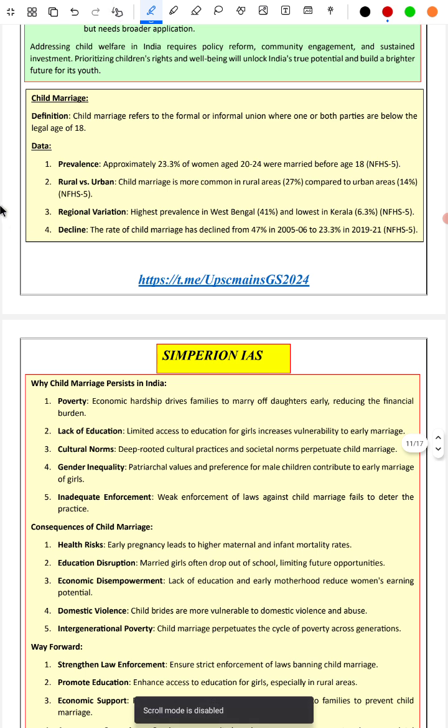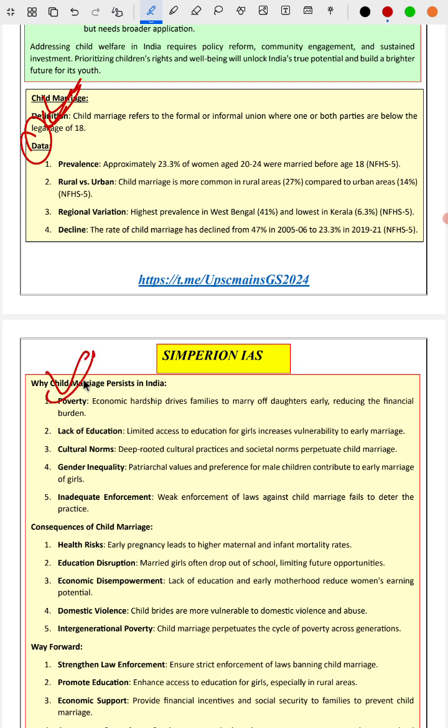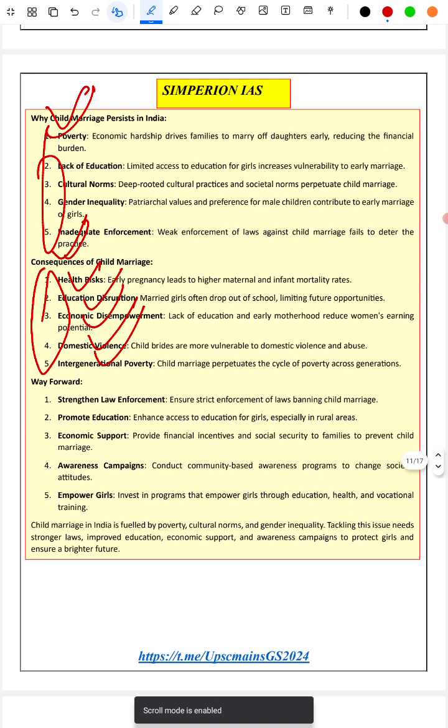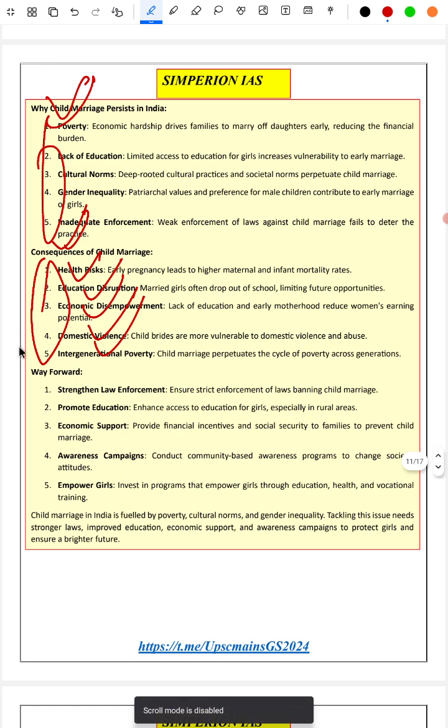Next, we have covered the topic of child marriage under the vulnerable section of children. We are given the data on why child marriage persists in society. We are given 5 points. Consequences of child marriage, 5 points: health risk, educational disruption, economic unemployment, domestic violence, intergenerational poverty. Next, we have covered the way forward to deal with child marriage.